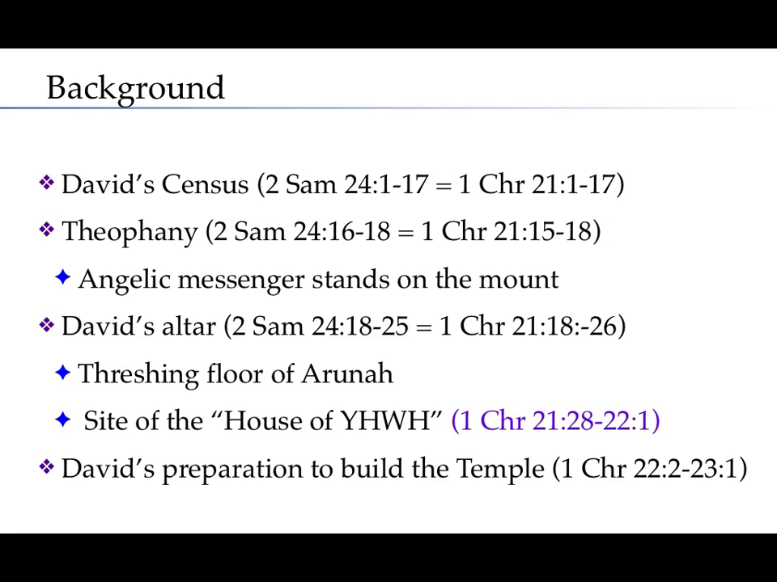Now, what happens is David wants to have a census. And I've given you the passages here. What's the problem with a census? Why does he want a census? He wants to know how many soldiers he has, how many men of military age that can fight. What else? Taxes. He wants to know how many taxes he can collect. So, for those two reasons, he takes a census.